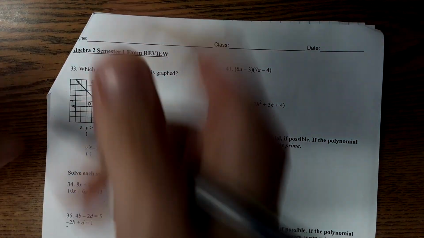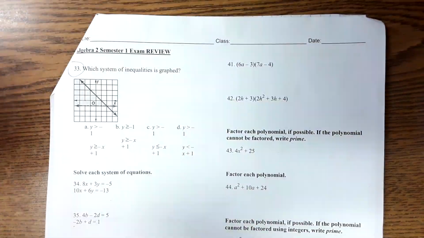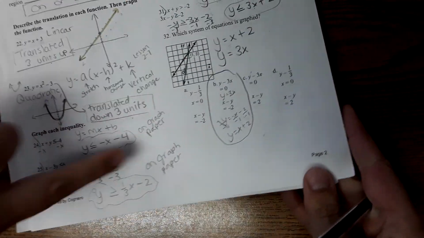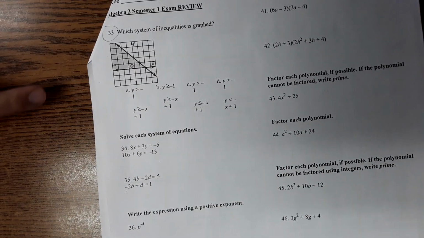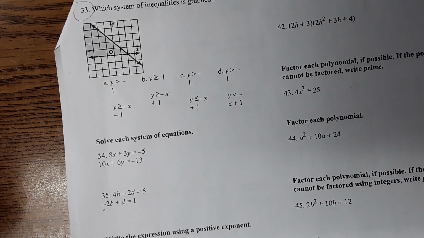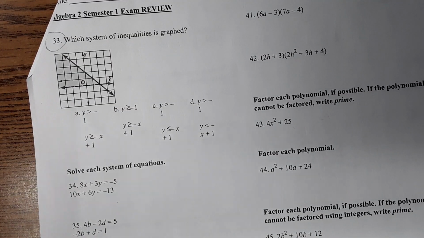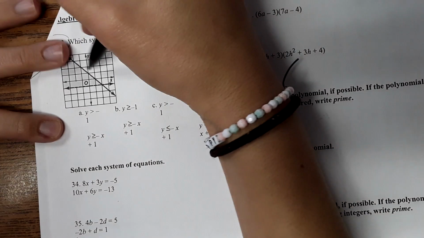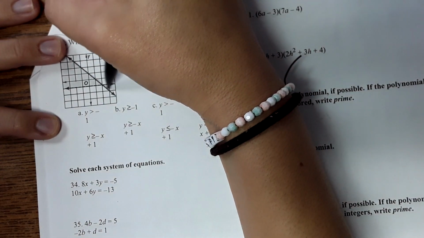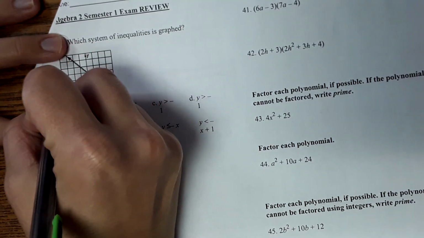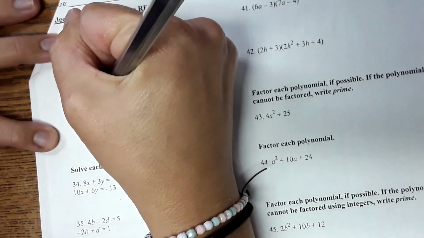Okay, so we're going to pick up here at number 33 where we left off. You should have 32 already filled in, and then we're starting at number 33. It says, which system of inequalities is graphed? So what I would do first is identify the equation of each of these lines. Looks like we have the x-axis here and y-axis here.